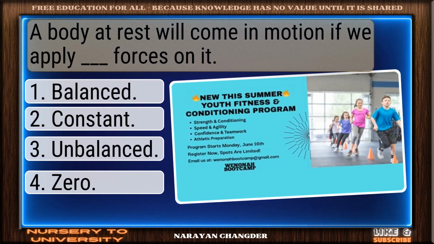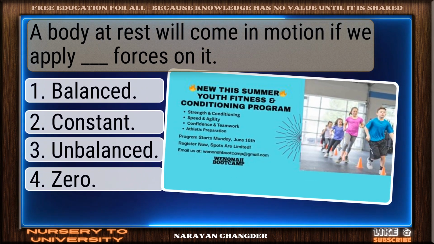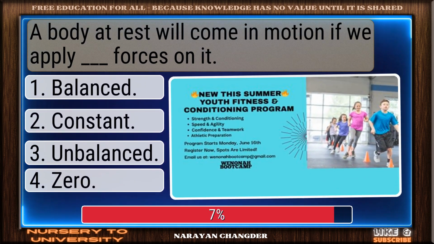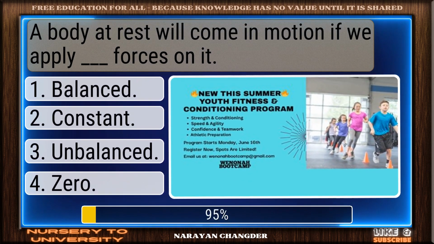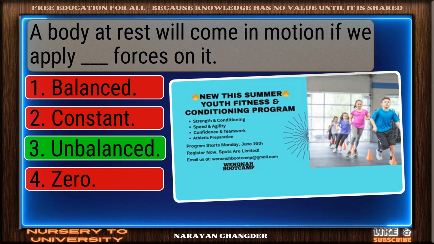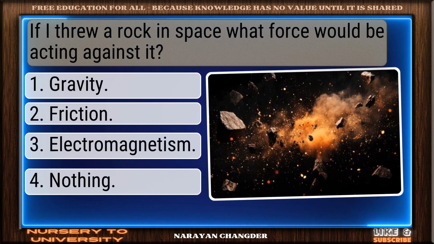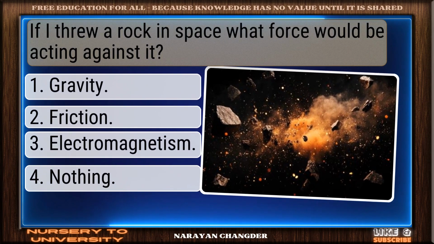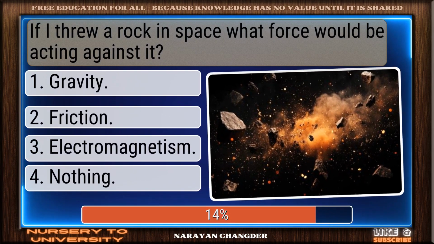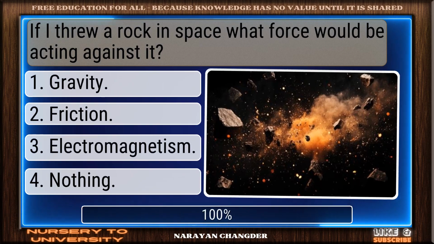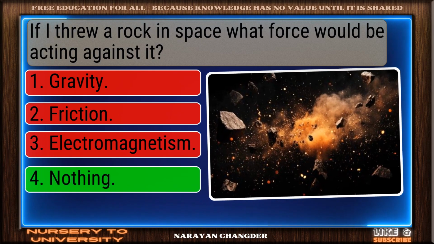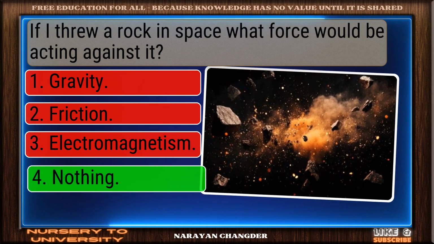Question number 144. A body at rest will come in motion if we apply dash forces on it. Great job. Unbalanced is the accurate answer. Question number 145. If I threw a rock in space, what force would be acting against it? Smart pick. Nothing is the correct choice.